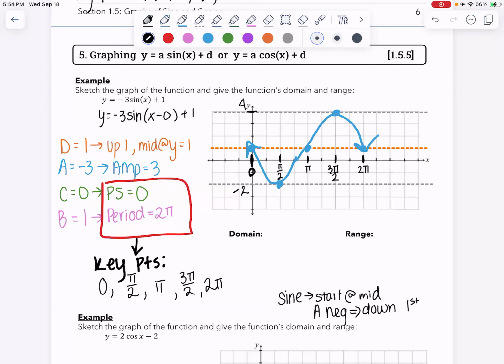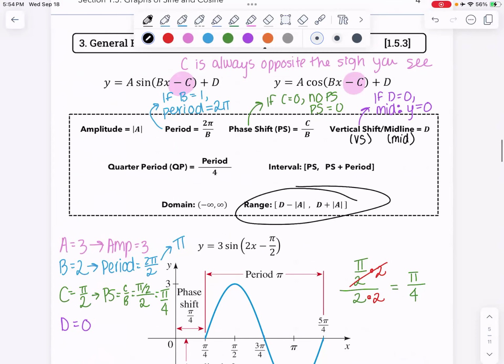The domain on this guy is -infinity to infinity, and the range, the lowest y value is -2, the highest is 5, so the range is -2 to 5. This does fit in with the formula that you get up here. I put this in here because I felt like it works.